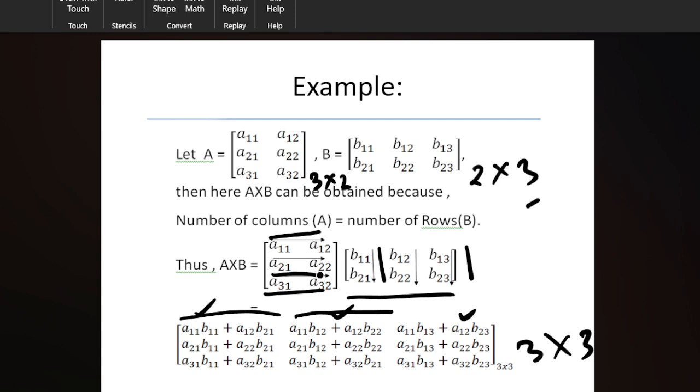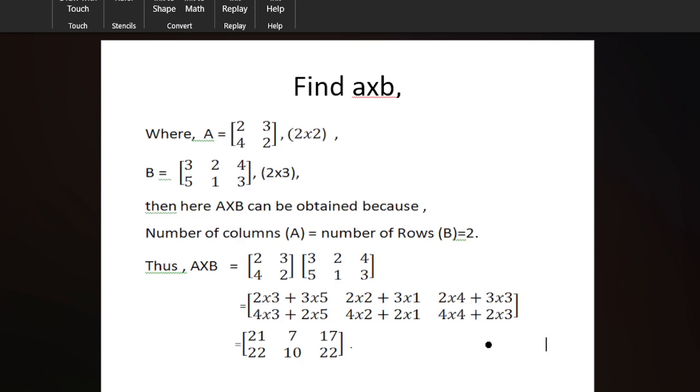Similarly, for the second row, second row first column gives the first element, second row second column gives the second element of the second row, and second row third column gives the third element of the second row. Similarly, the third row is multiplied with the first column, second column, and third column respectively to get the first, second, and third elements. In this way we multiply. Now let us see, my dear students, how we find A into B with an example.